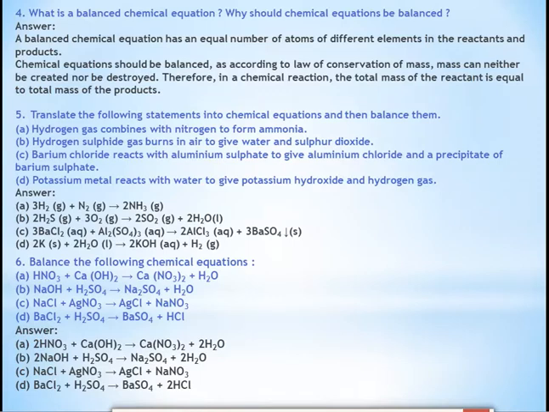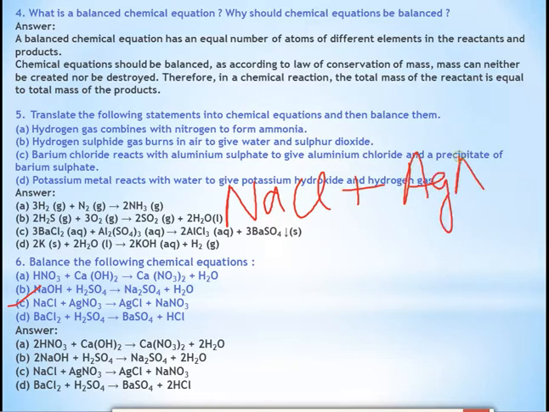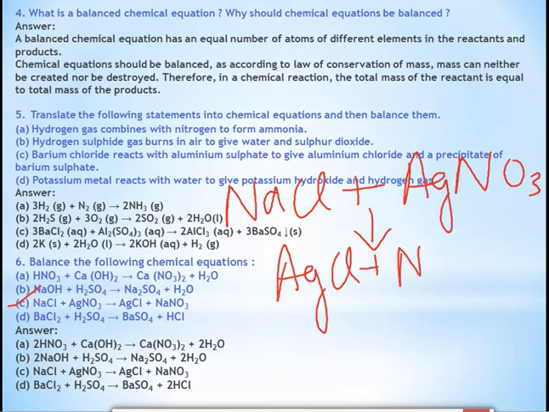Now let's take up the third reaction. NaCl, sodium chloride, reacts with AgNO3, silver nitrate, to give you silver chloride, AgCl, plus NaNO3, sodium nitrate. So let's check whether this reaction is balanced or not.